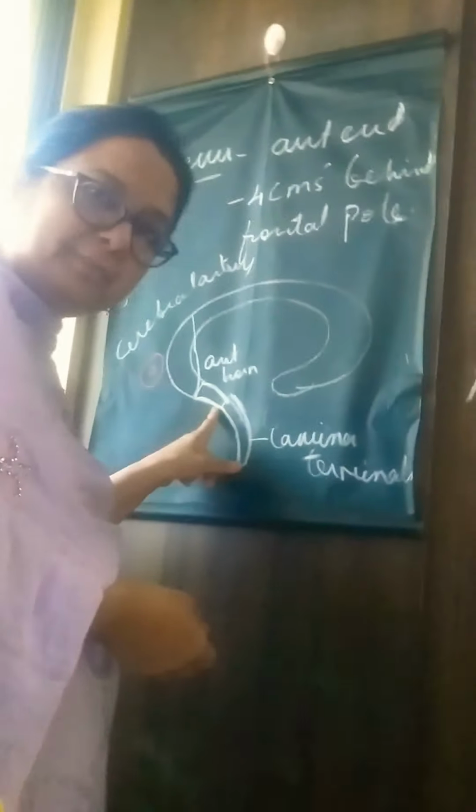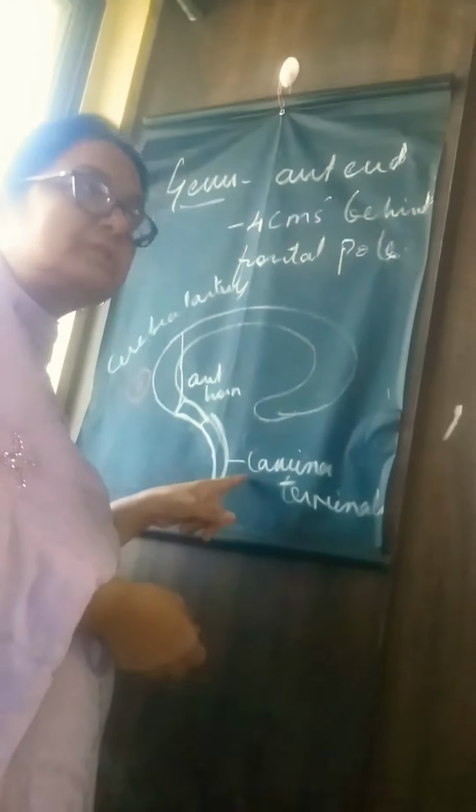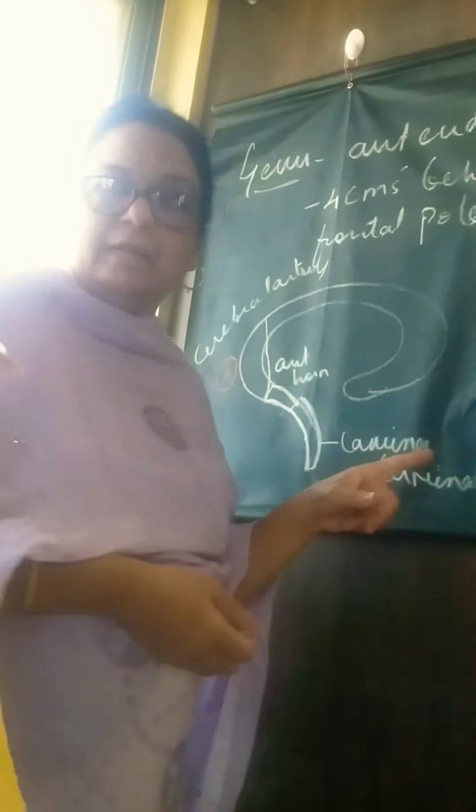So the genu is the bend, the anterior end of the corpus callosum, and it is related anteriorly to the cerebral arteries and posteriorly to the anterior wall of the lateral ventricle. Below that is the rostrum, which is directed downwards and backwards, and below it continues as the lamina terminalis.